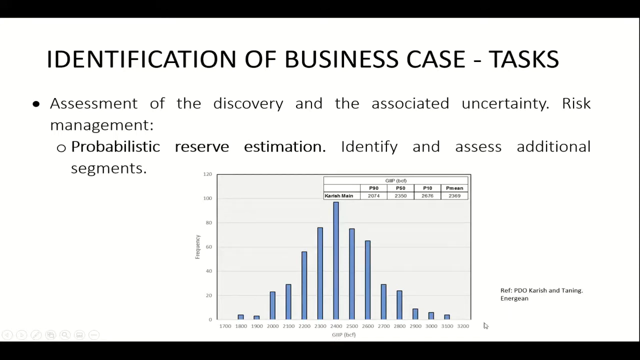Here you have a field in offshore Israel called Karish and Tanin. On the x-axis you have the gas initially in place in billion cubic feet, and here you see the probability distribution. This tells you that the field most likely has figures of 2,400 billion cubic feet of gas in place, but there is some probability that it could have higher volumes and also lower volumes. We're going to talk about these figures at a later stage.